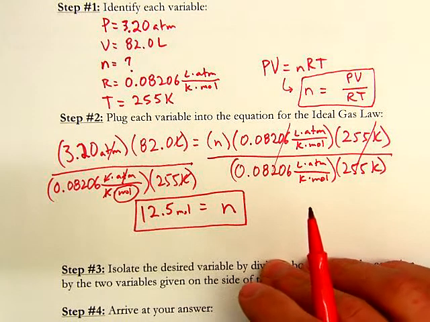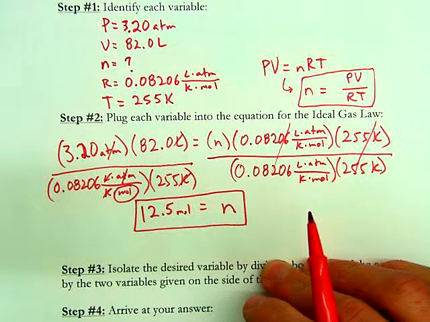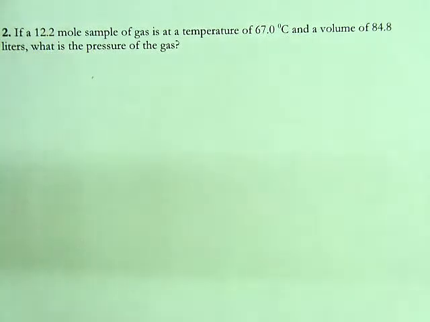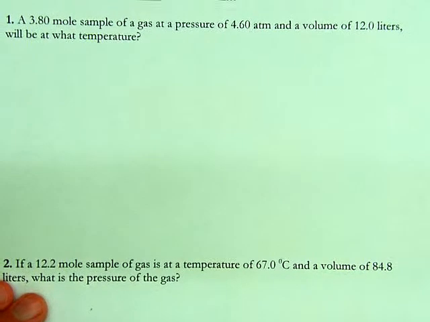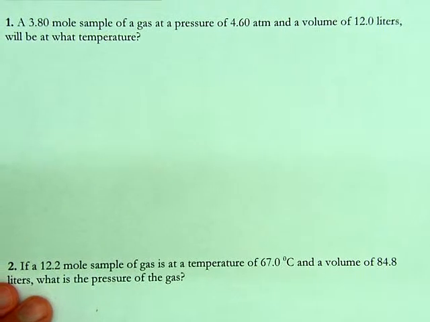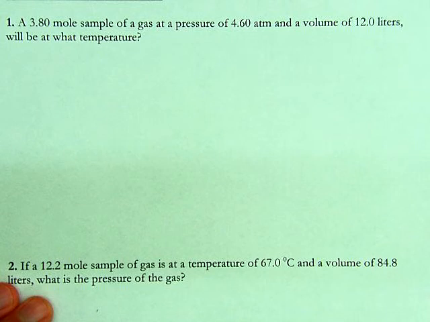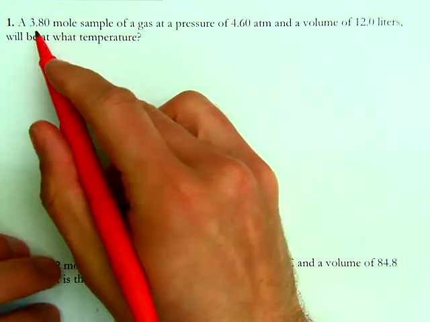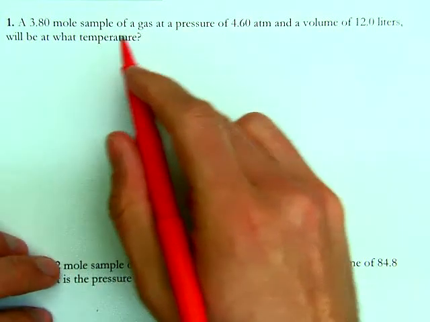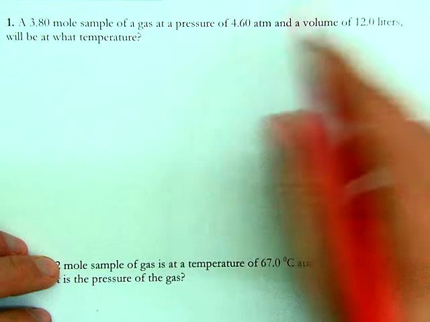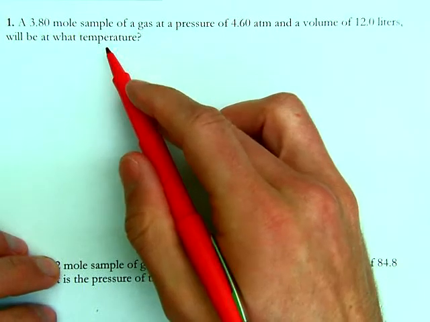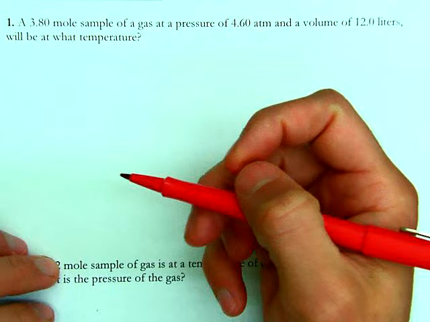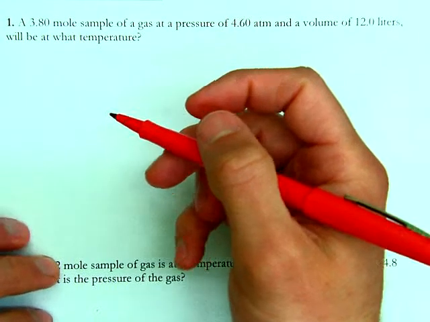Let's do a couple more, and we'll pick up the pace a little bit on these ones. So question number 1. Says a 3.8 mole sample of gas at a pressure of 4.6 atmospheres and a volume of 12 liters will be at what temperature? So in this one, we're actually given moles. So we're not solving for moles, we're solving for a different variable this time.